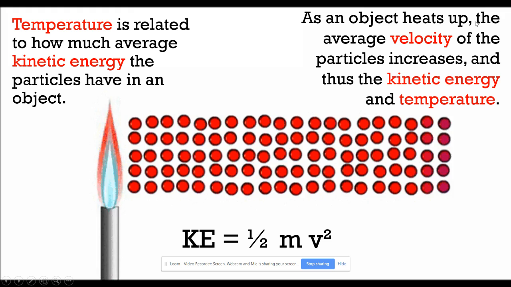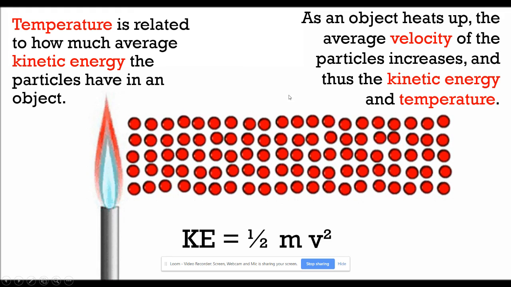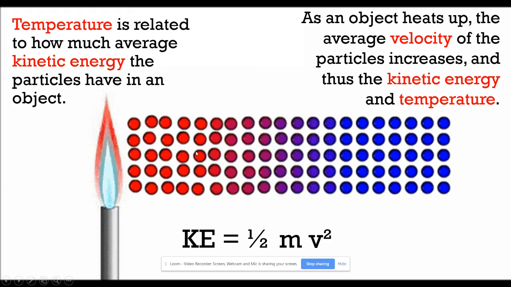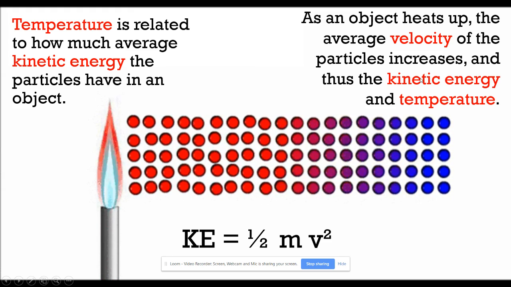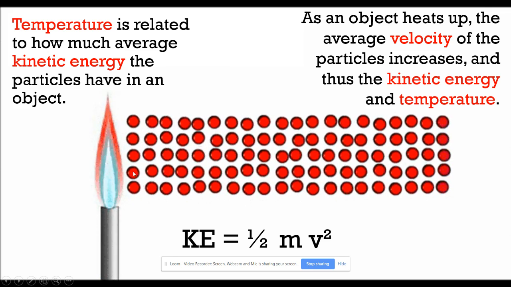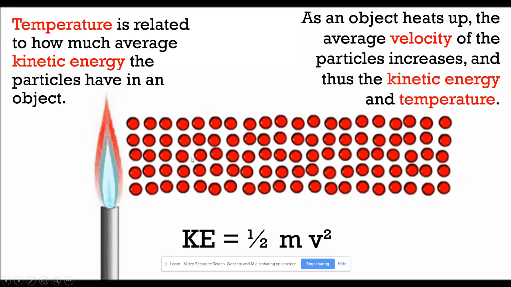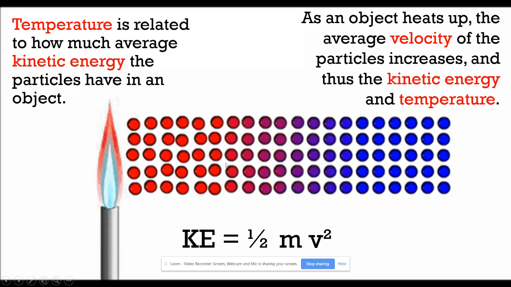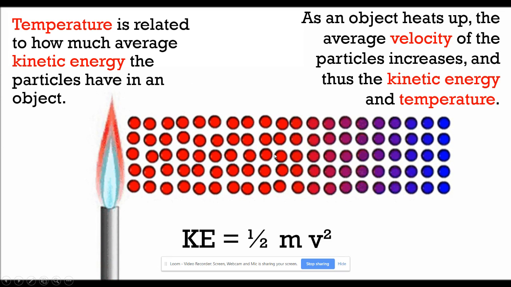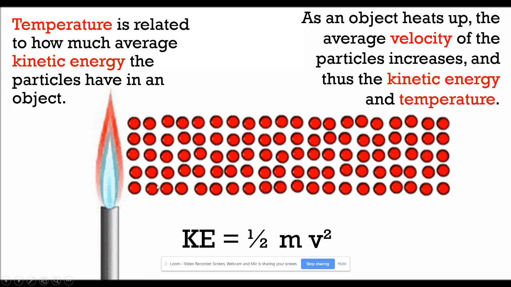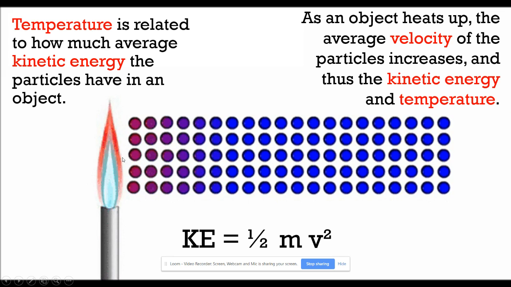And as an object heats up, the average velocity of the particles increases. Well, we can see that right here. The average velocity, it's getting faster and faster and faster. So what's going on? Well, the kinetic energy of these particles is increasing, and so is the temperature. The temperature is a measure of the average kinetic energy, remember? So the temperature is increasing as you go down. As this GIF plays, it's increasing in temperature from left to right.